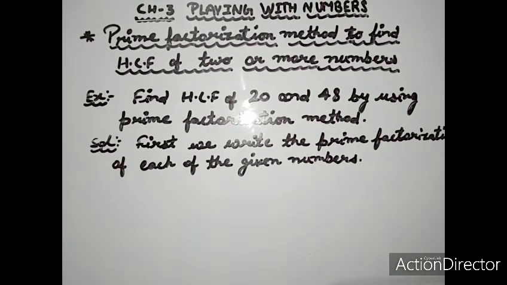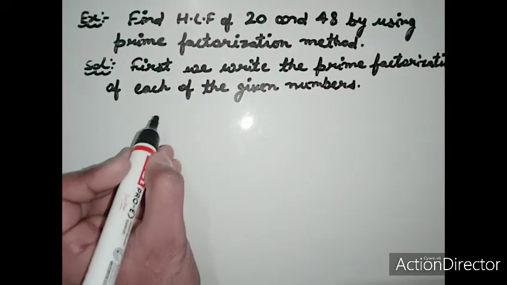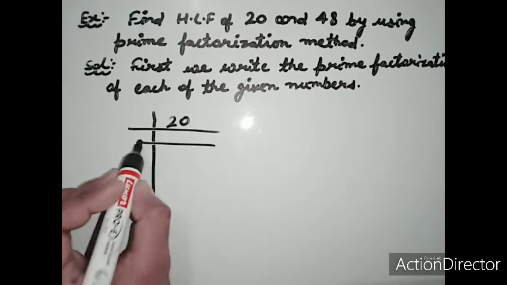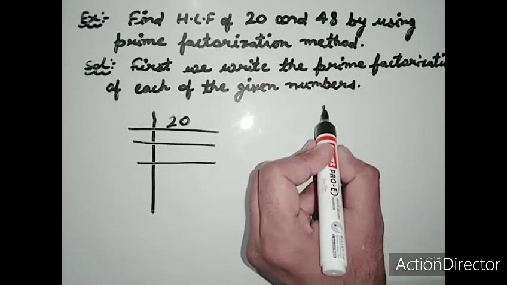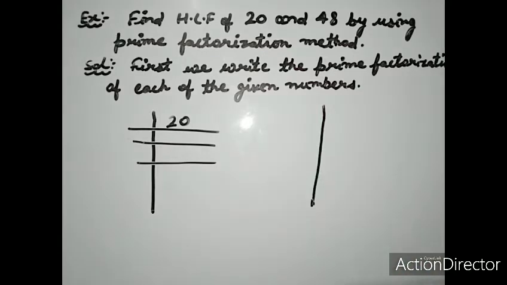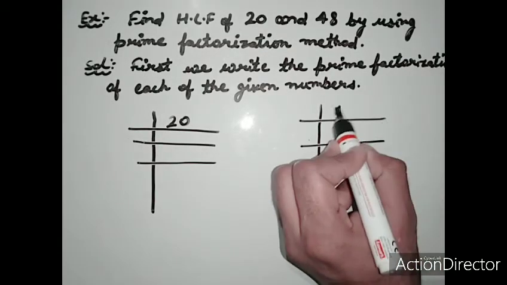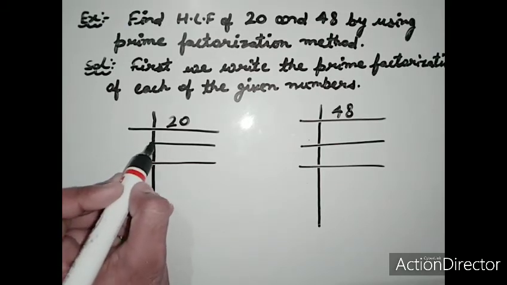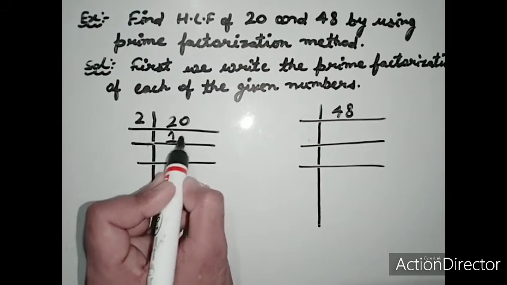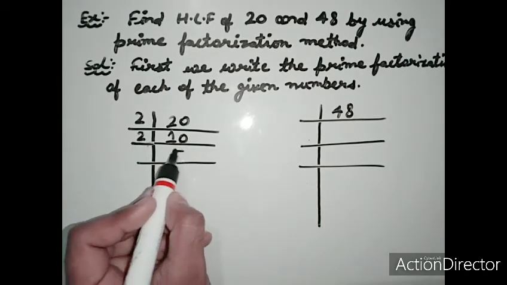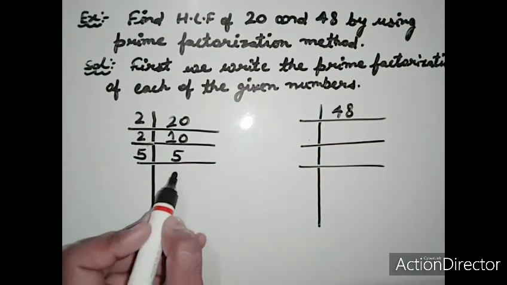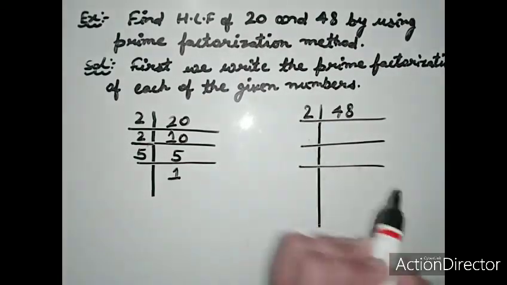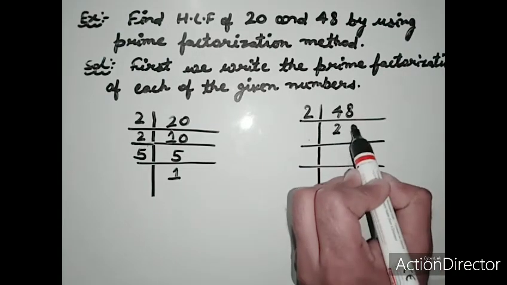Okay, so now first we take number 20, and the second number is 48. First we divide this 20 by 2. So 2 tens are 20. Then again 2 fives are 10, and then by 5, 5 ones are 5. Now for 48, first we divide this 48 by 2. 2 twos are 4 and 2 fours are 8.